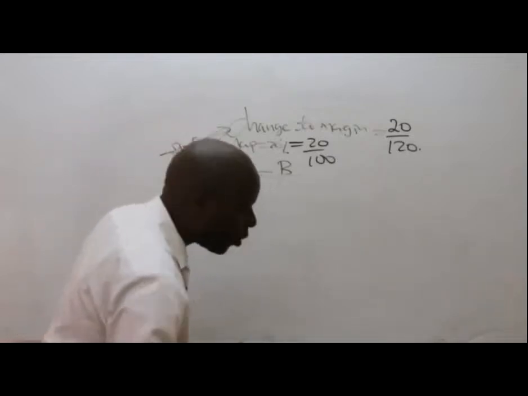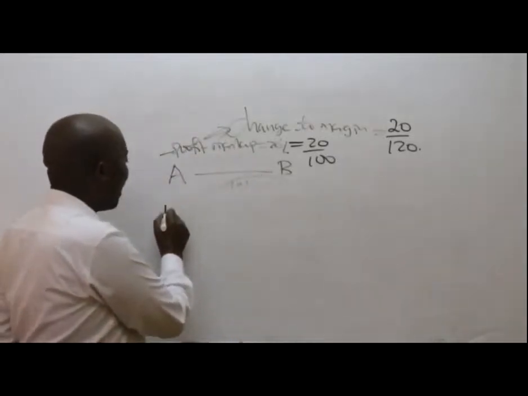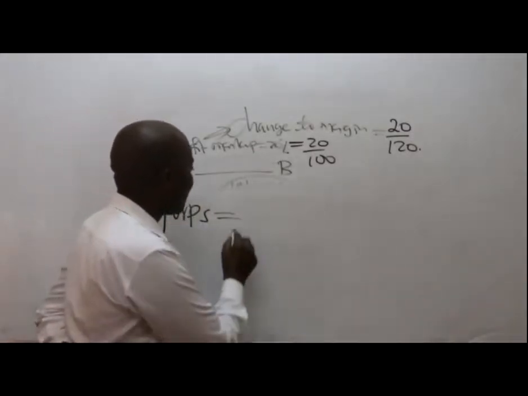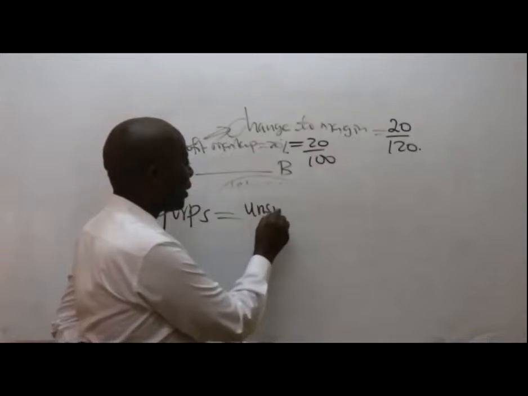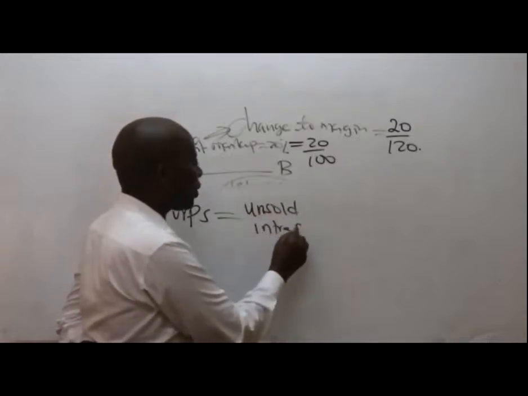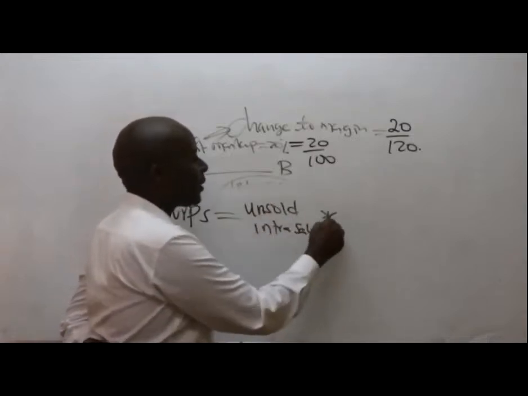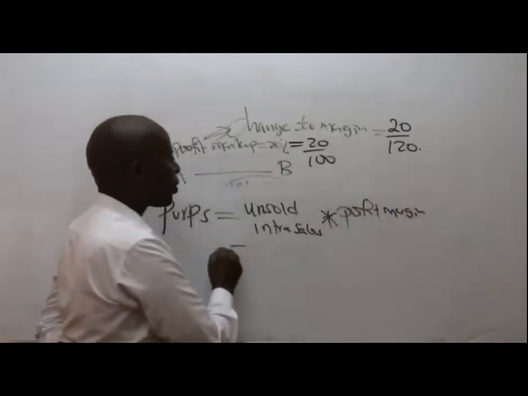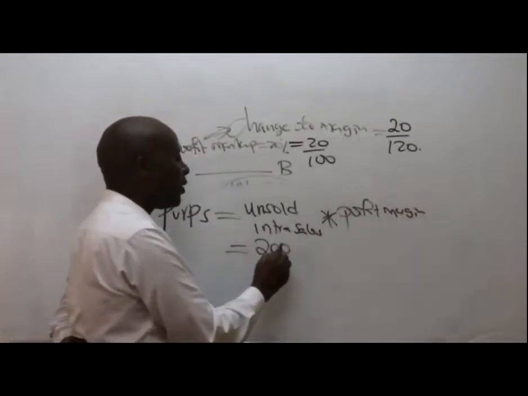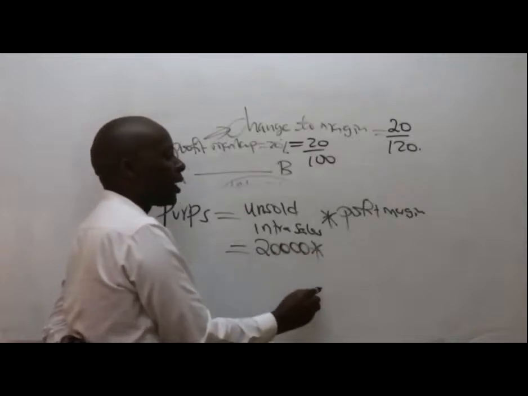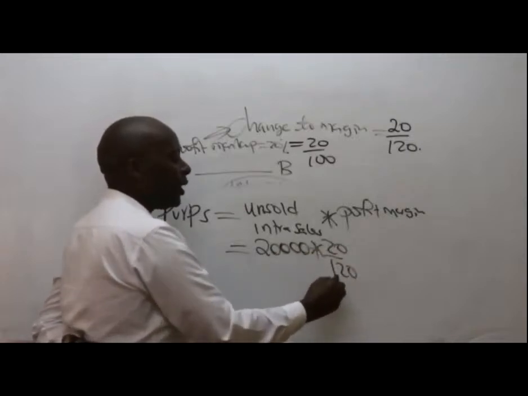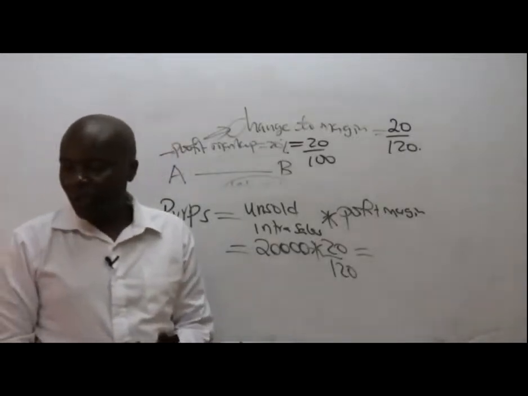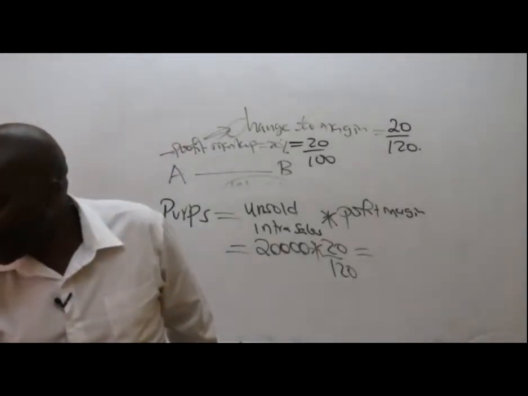So now that I have this, I'll remember my formula, which is quite easy. We have our PUPs. PUPs in this case will be equal to the unsold intra-sales times the profit margin. The entire intra-sales had not been sold, times 20 over 120. So could you kindly give me this figure? 20,000 times 20 over 120. Could you kindly give me this figure?